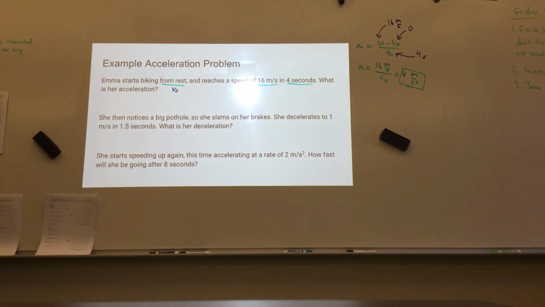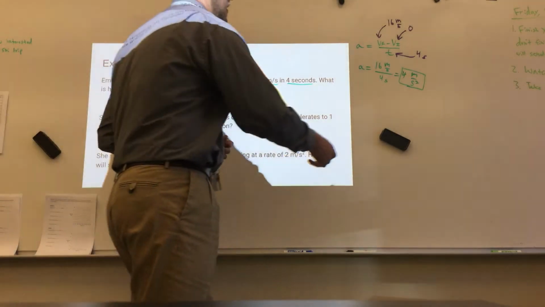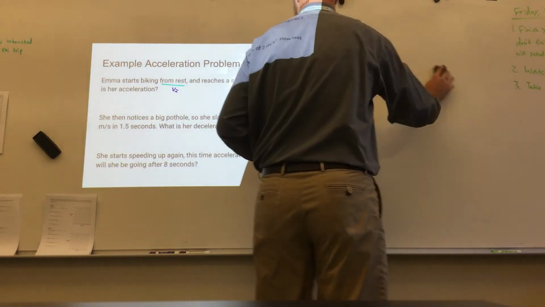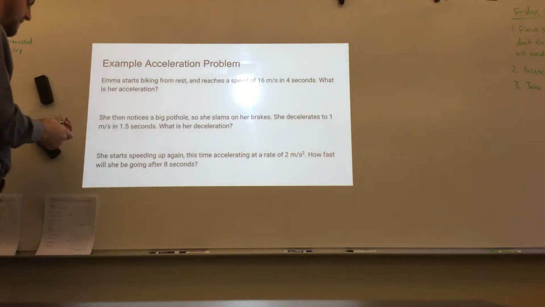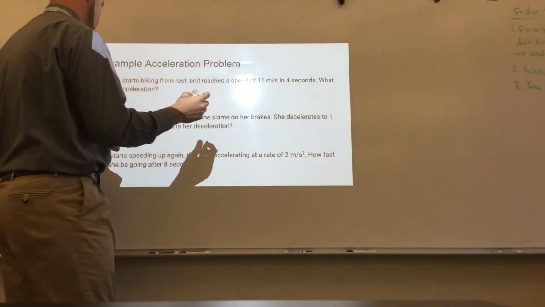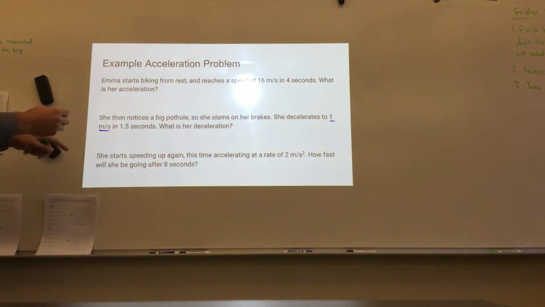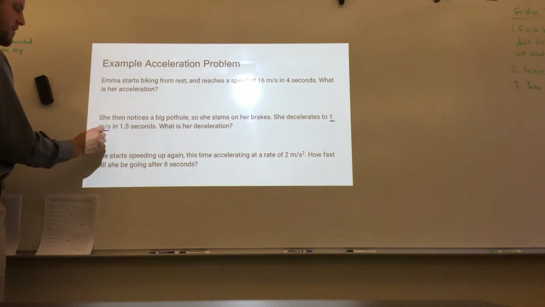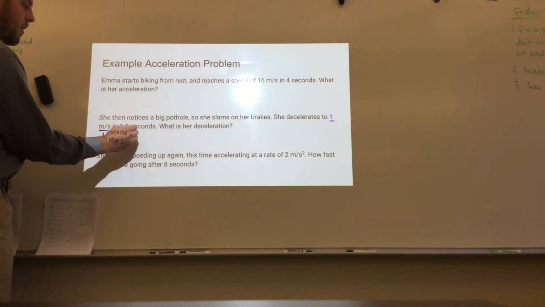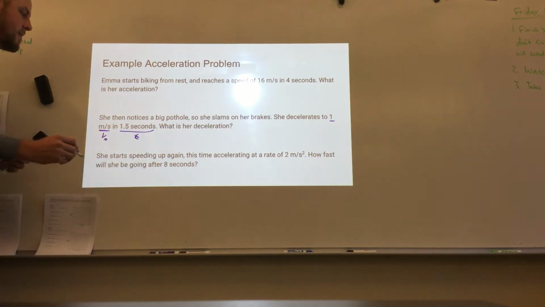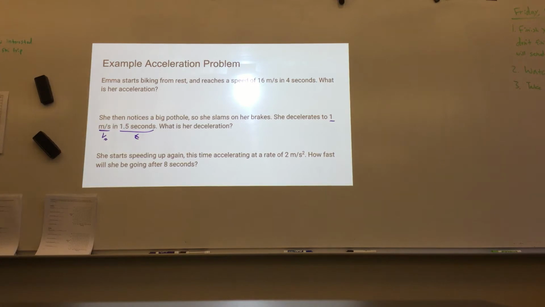She then notices a big pothole, so she slams on her brakes. She decelerates to 1 meter per second in 1.5 seconds. What is her deceleration? Let me erase this. So what we know in this: 1 meter per second, that's what she came to at the end of the problem, so that would be her final velocity. 1.5 seconds, that'll be her time. And I'm asking you to solve for her deceleration.